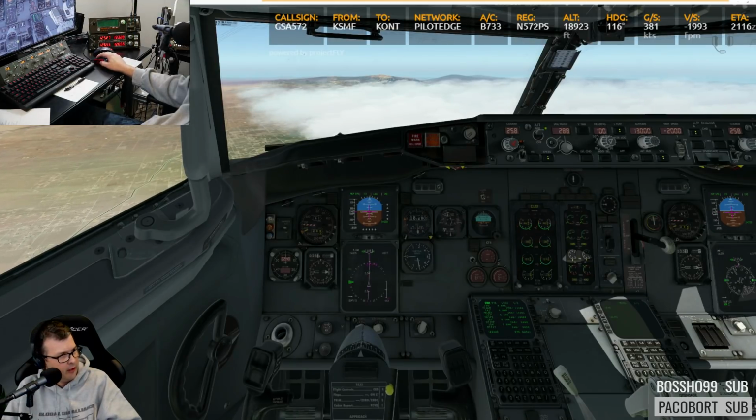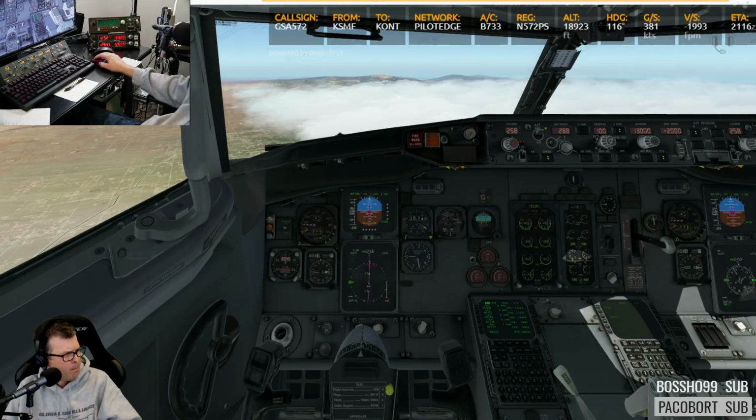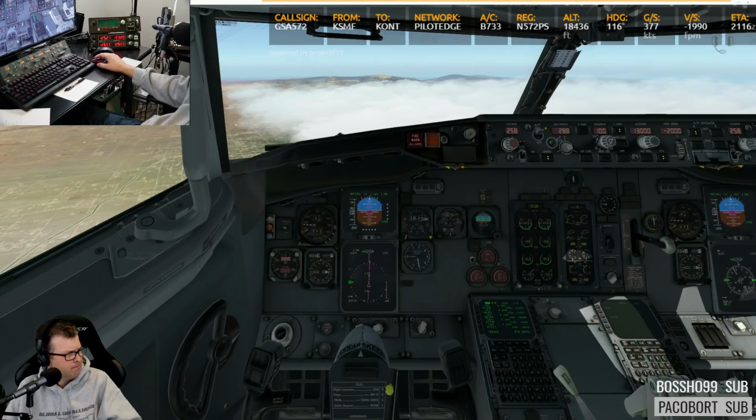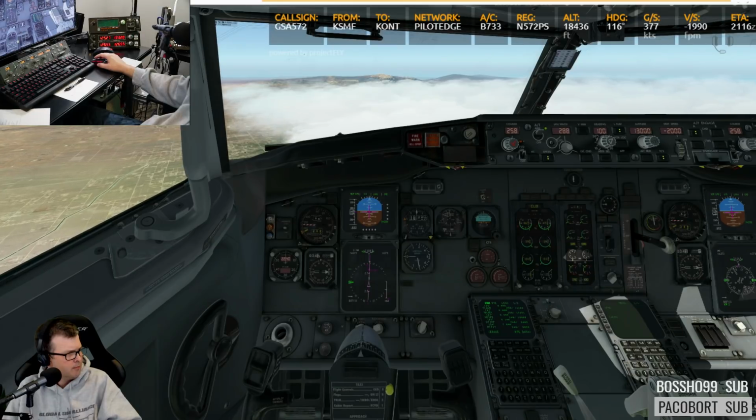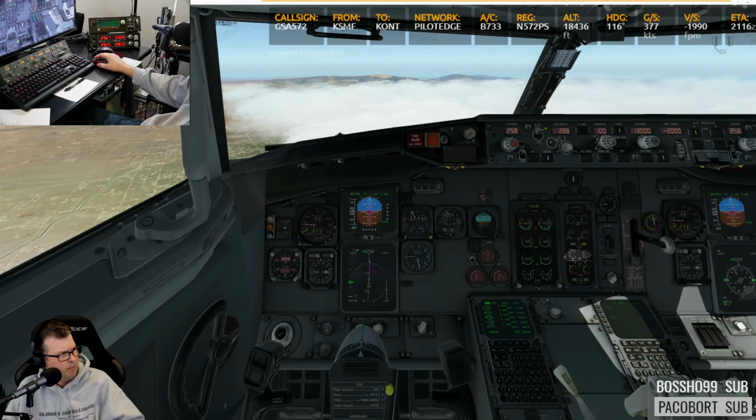I'm really sad. 612 Charlie, Fulton Tower, right base runway 24, clear to land. Wow. November runway 30, cleared to land.